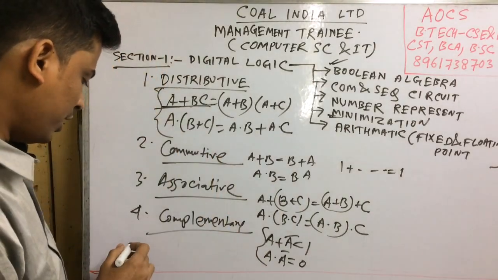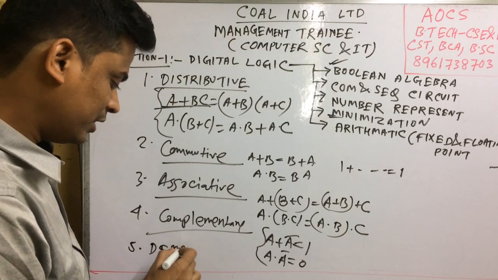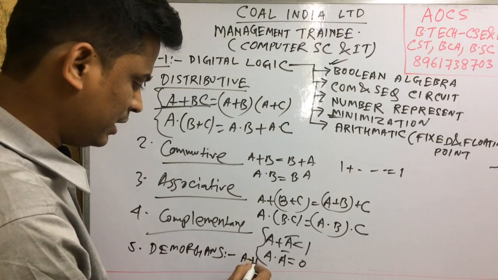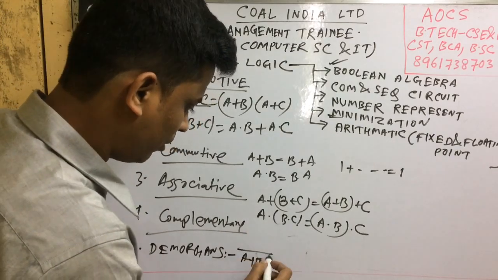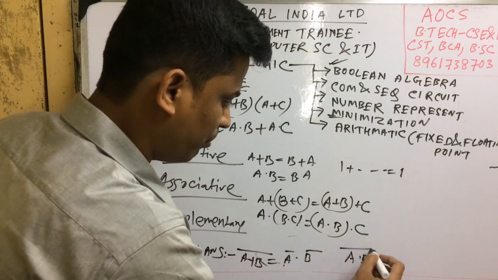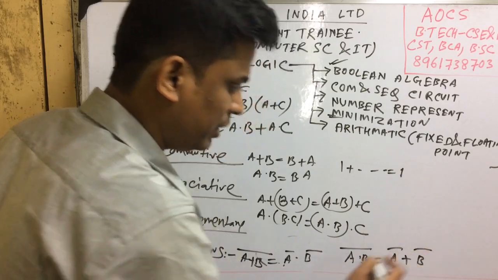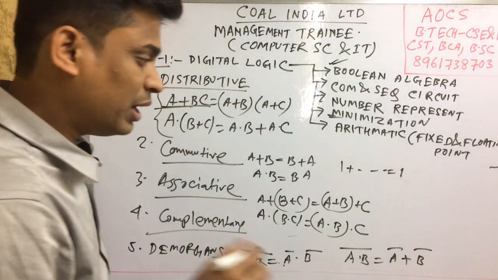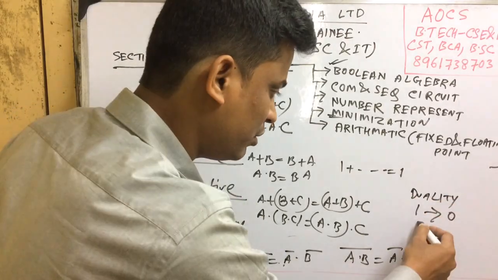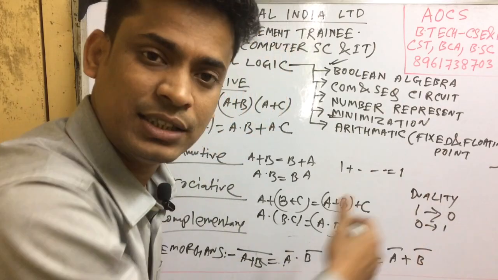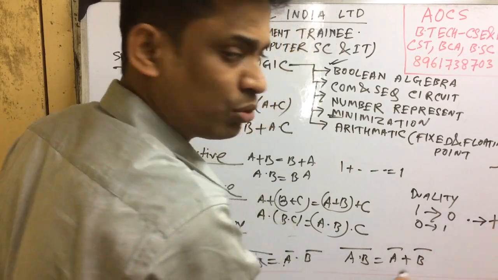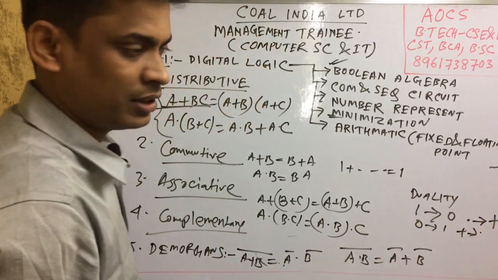Another law is De Morgan's theorem. You must know De Morgan's theorem. In De Morgan's theorem, A plus B complement is equal to A complement into B complement, and another, A into B complement is equal to A complement plus B complement. And another is the principle of duality. Duality states that 1 is represented as 0 and 0 is represented as 1, there is no change of complement, and AND is converted to OR and OR is converted to AND.